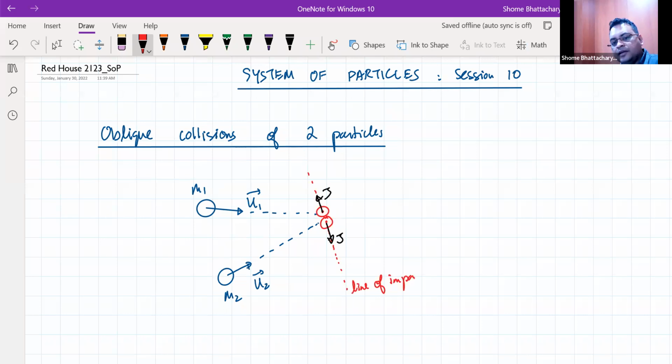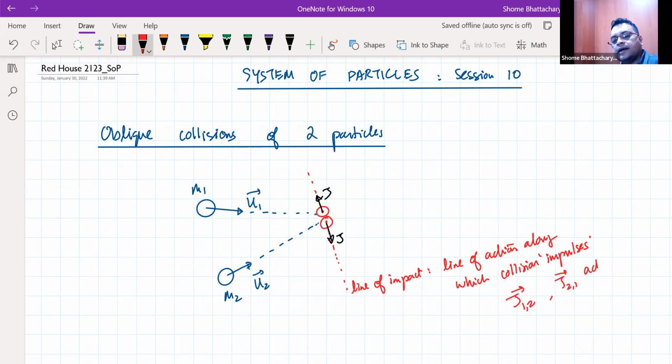So the line of impact is the line of action along which the collision impulses act: impulse on 1 because of 2, and impulse on 2 because of 1. These two vectors act along that line. So in this diagram, you can see this is J12, impulse on 1 because of 2, and this is J21. Now, as a result of these impulses, their momentum will change.